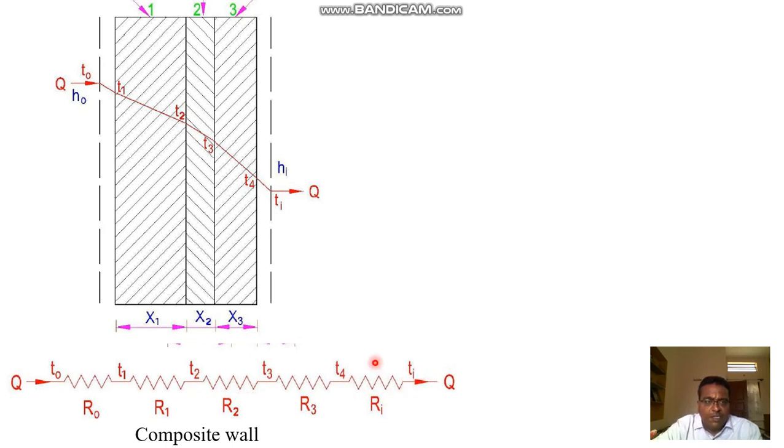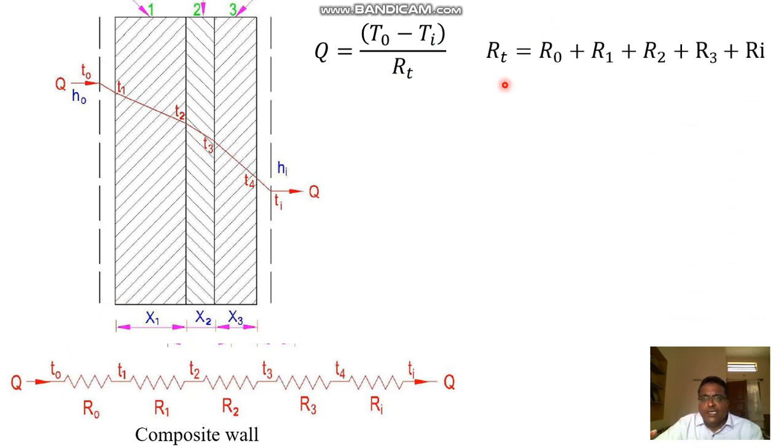Then total heat transfer in this wall can be given as Q is equal to T0 minus Ti divided by RT, where RT is nothing but the total resistance, the sum of all these resistances that we will calculate. How do we calculate these resistances? Just now I discussed that this is the resistance because of convection here, where this is H0 and this is the area exposed. Then the convective thermal resistance is given by R0 is equal to 1 divided by H0 into A.